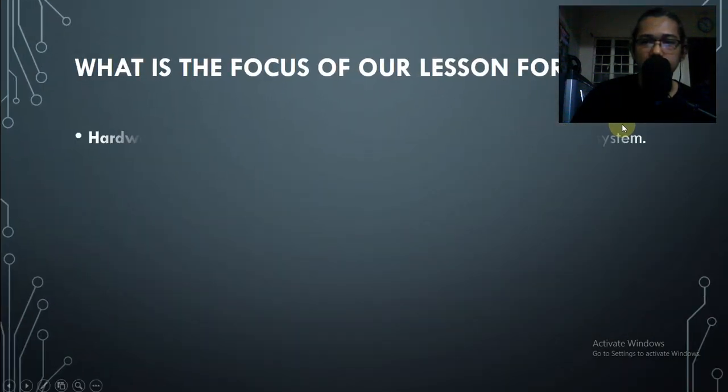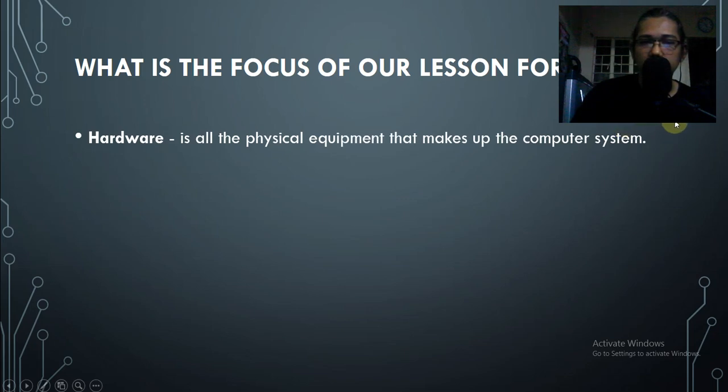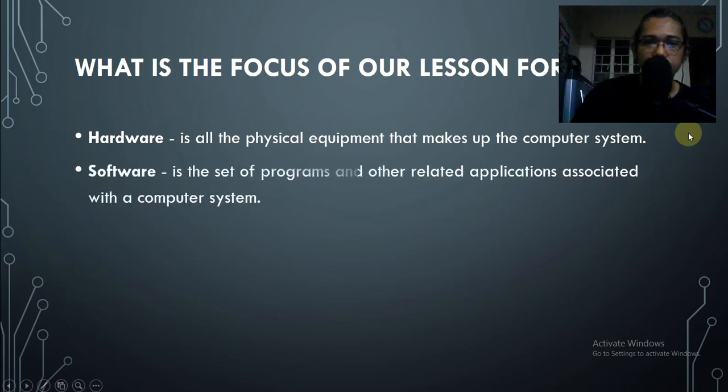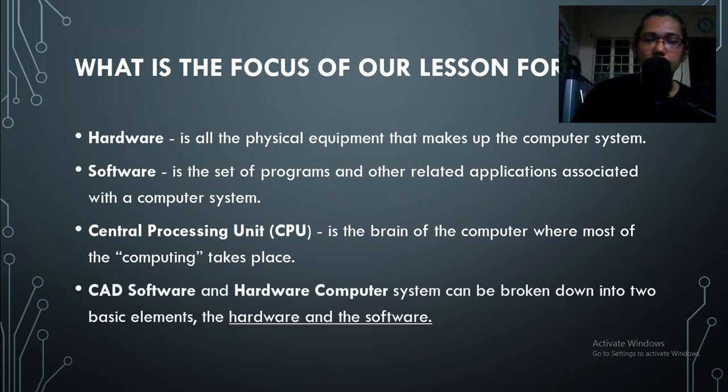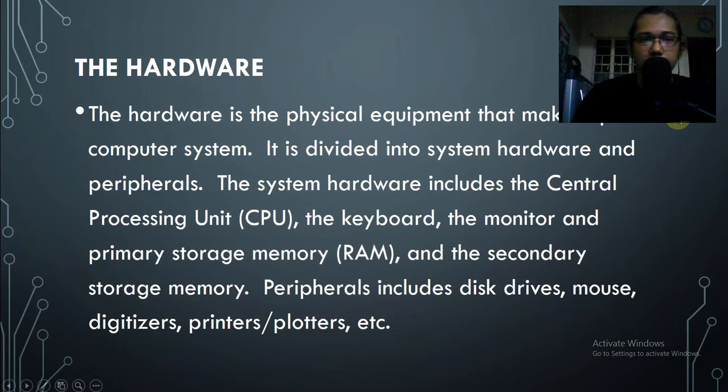So what is the focus of our lesson for today? The hardware is all the physical equipment that makes up the computer system. The software is the set of programs related to applications associated with the computer system. We'll also be talking about the CPU, or the central processing unit. It is the brain of the computer, where most of the computing takes place. The CAD system and the hardware computer system can be broken down into basic elements like hardware and software.